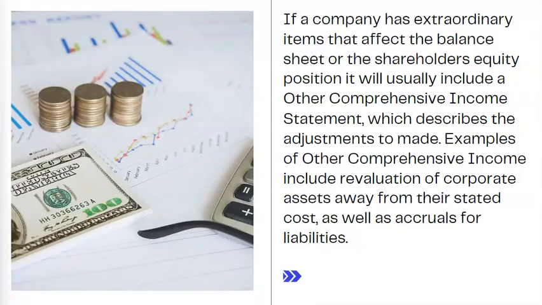If a company has extraordinary items that affect the balance sheet or the shareholders' equity position, it will usually include other comprehensive income statement, which describes the adjustments made. Examples of other comprehensive income include revaluation of corporate assets away from their stated cost, as well as accruals for liabilities.